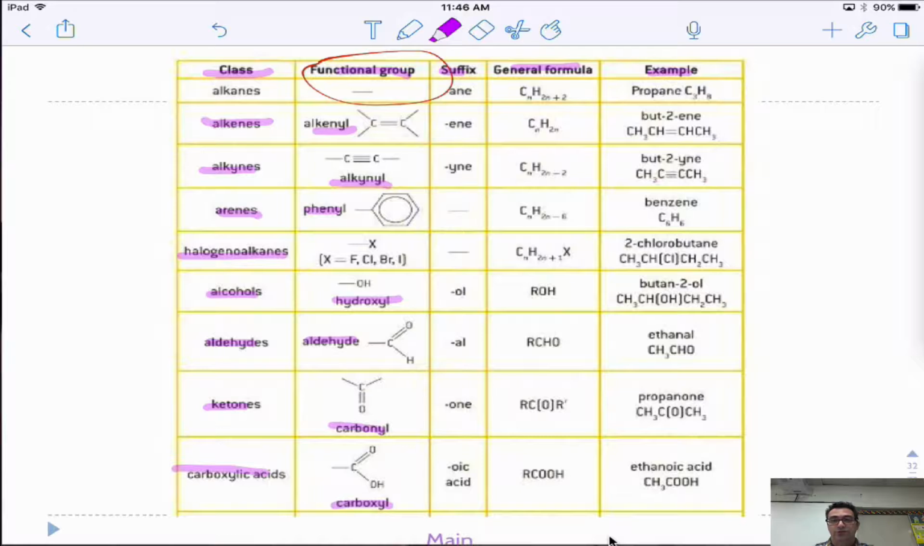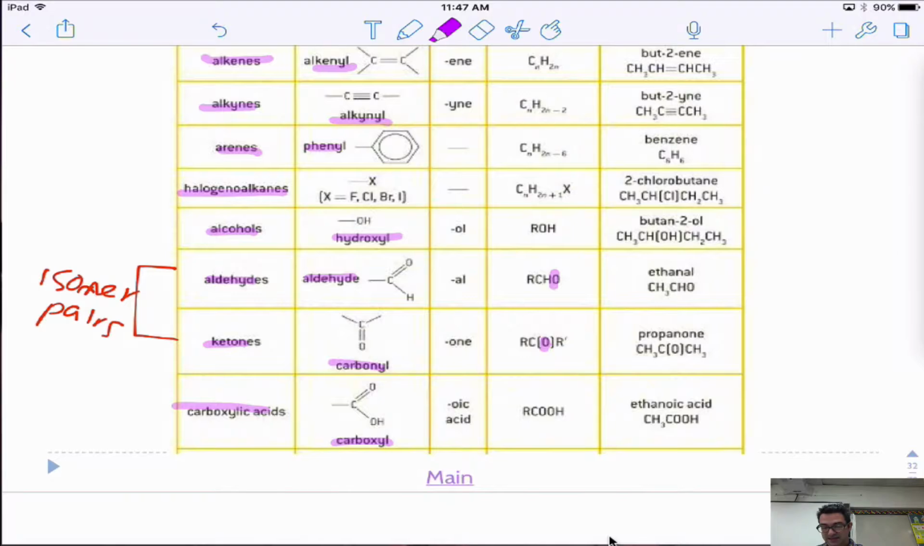So the carboxyl group has 2 oxygens, whereas the carbonyl group has 1 oxygen. If I look at this aldehyde and ketone, these are isomer pairs of each other. So those isomer pairs of each other, they would have the same general formula really, except for where the oxygen is, and we can see that here. Here's the oxygen in the middle, and here's the oxygen at the end. The carboxylic acids have a COOH.